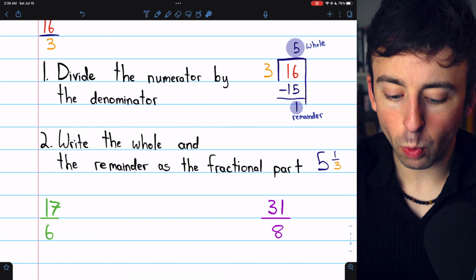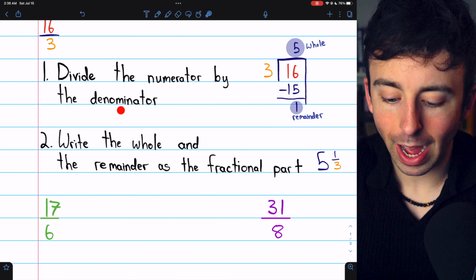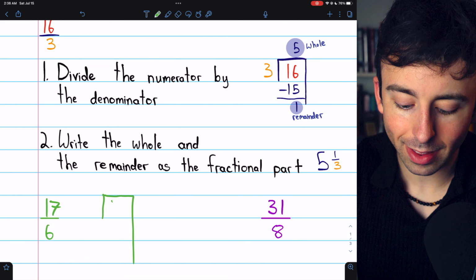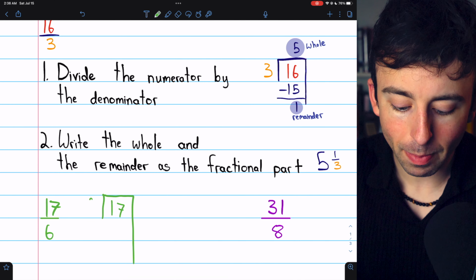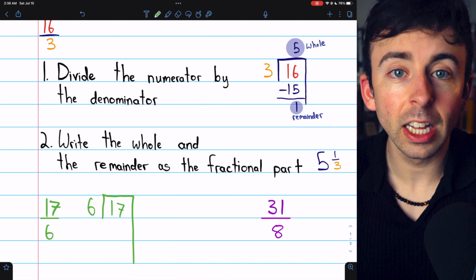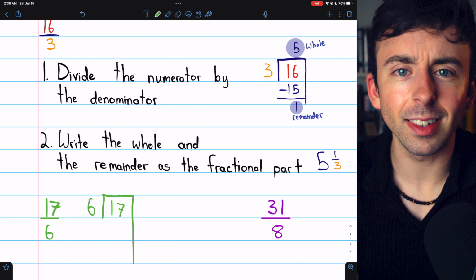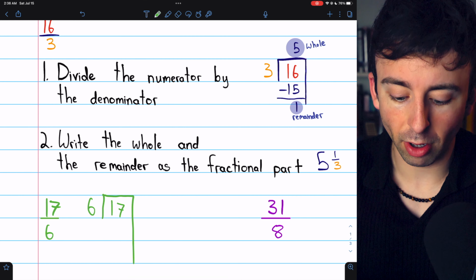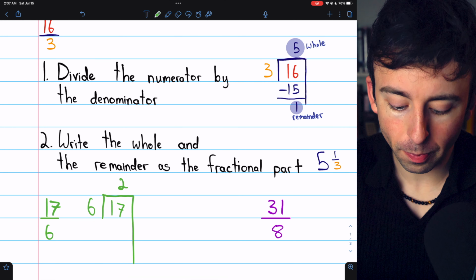We begin with step 1, divide the numerator by the denominator. So we set up our division, and we're going to divide the numerator, 17, by the denominator, 6. We need to ask, how many times does 6 go into 17? It goes in twice. So we'll write a 2 here and subtract the 2 copies of 6.